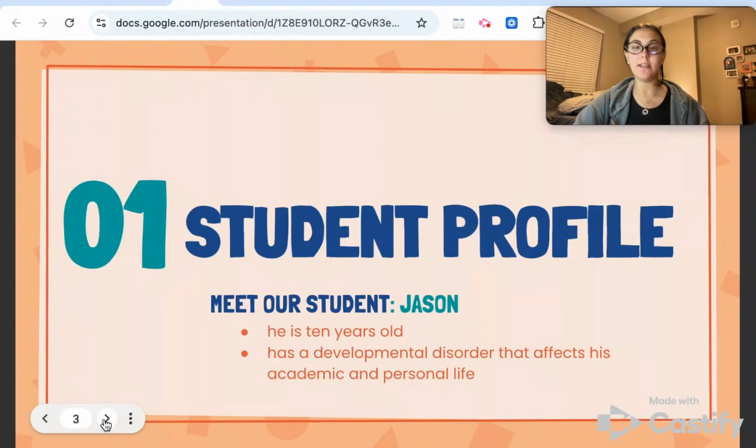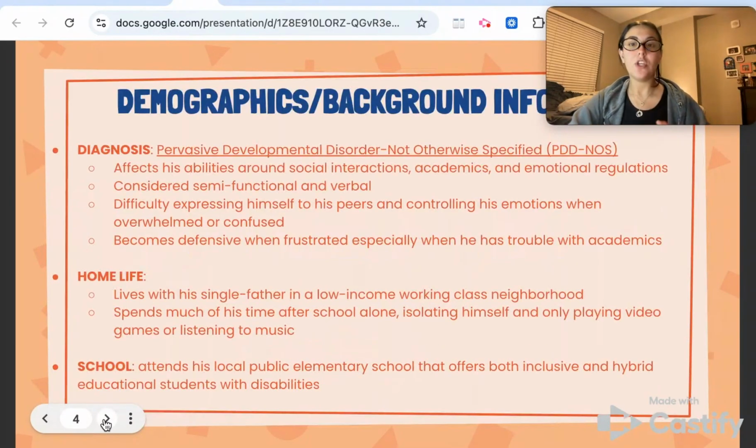Here's my table of contents, and first we're going to look at the student profile. So meet our student Jason. He is 10 years old and has a developmental disorder that affects his academic and personal life. His diagnosis specifically is pervasive developmental disorder not otherwise specified, also known as PDD-NOS, which affects his abilities around social interactions, academics, and emotional regulation. He is considered semi-functional and verbal.